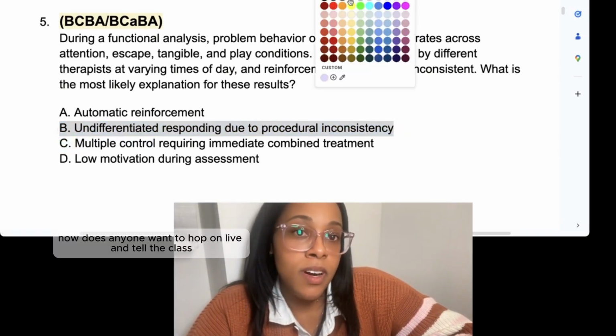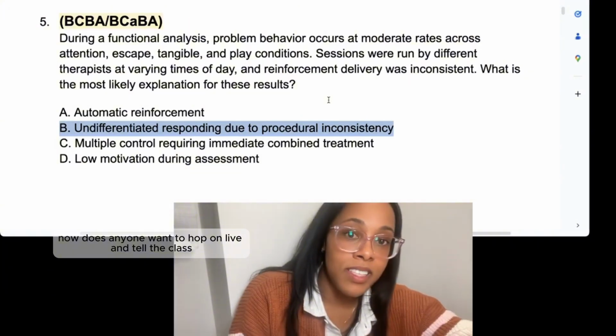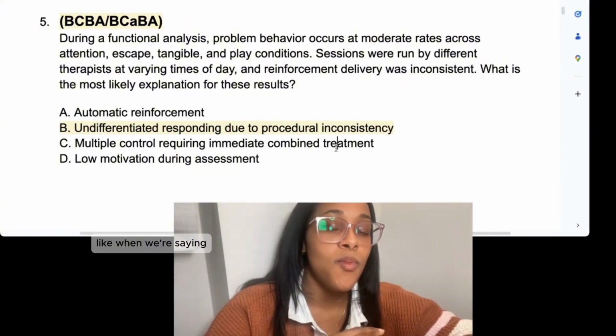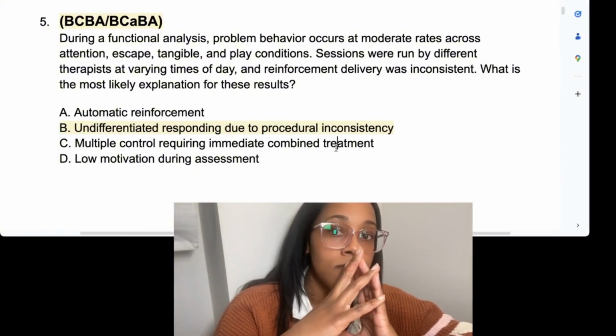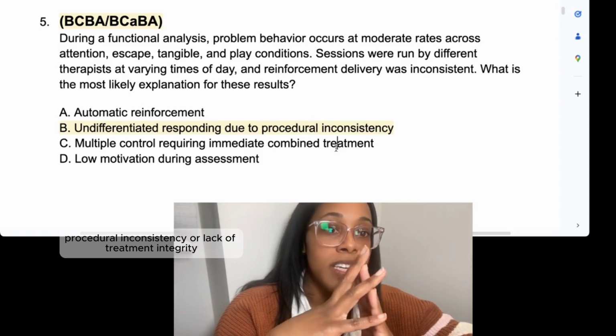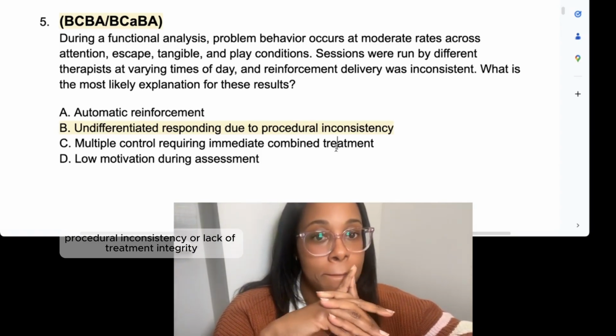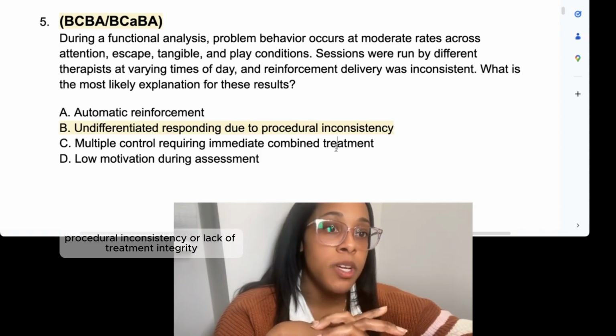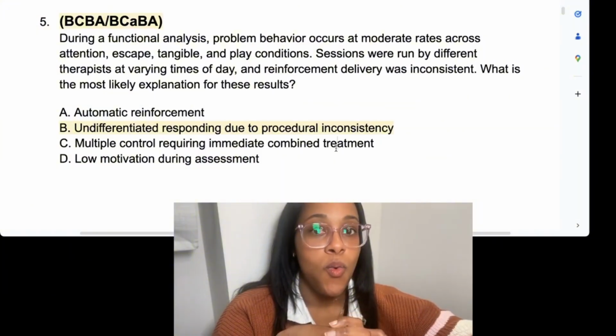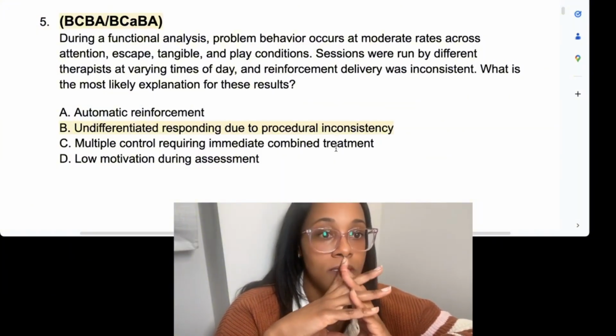Now, does anyone want to hop on live and tell the class, like, when we're saying procedural inconsistency or lack of treatment integrity, what does that mean?